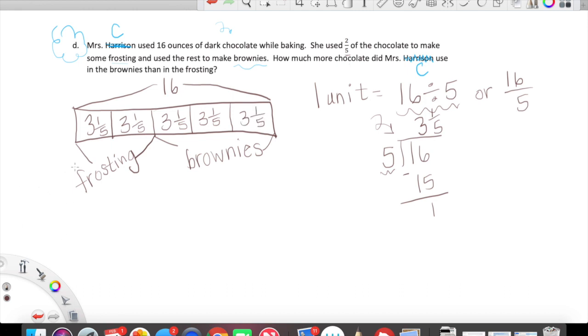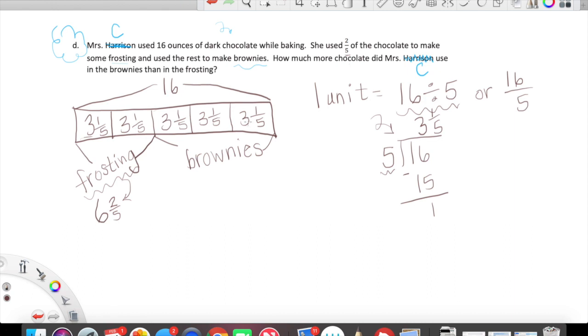Okay, so let's think about how much chocolate was used for the frosting. Well, we used 2/5 of the chocolate for the frosting. That's 2 of these rectangles. Let's figure out what is 3 and 1/5 plus 3 and 1/5. Let's add up our whole numbers first. 3 plus 3 is 6, last time I checked. And then 1/5 plus 1/5 is going to be 2/5. So the frosting used 6 and 2/5 ounces of dark chocolate, where the brownies used 3/5.